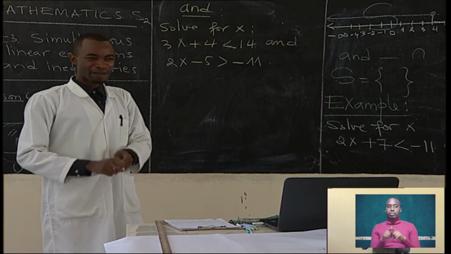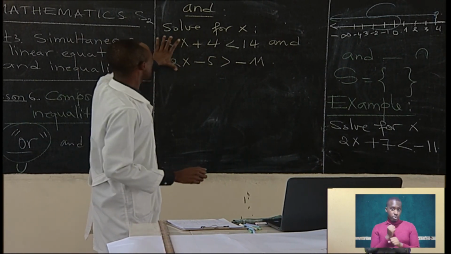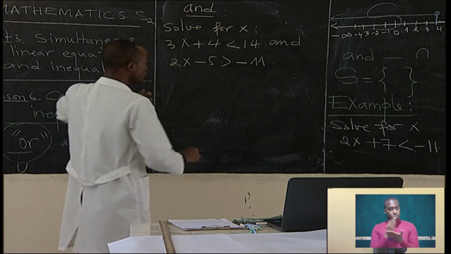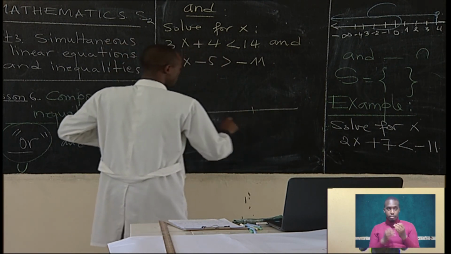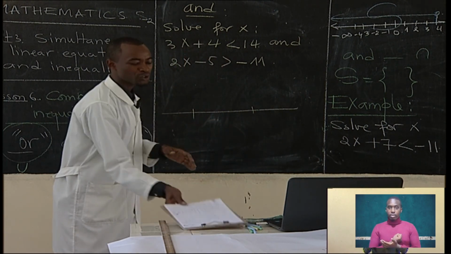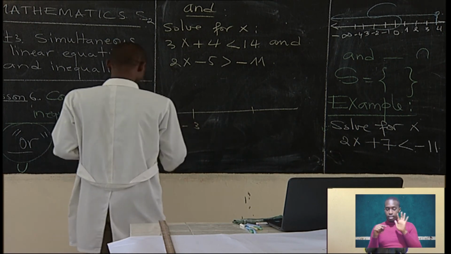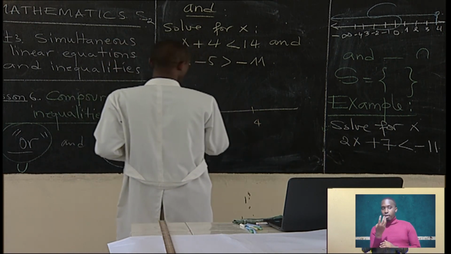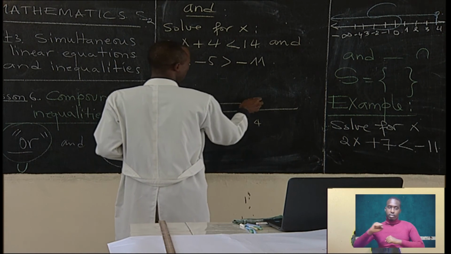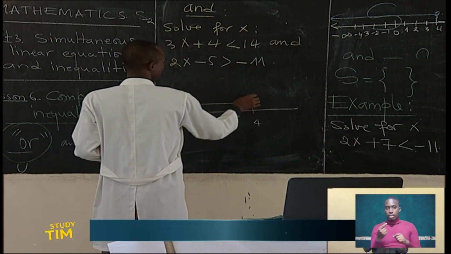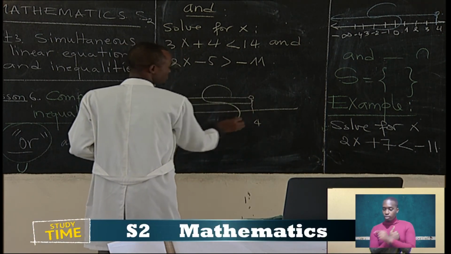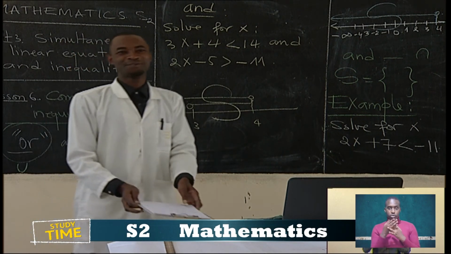When you work on this one, it will show you at the end that you need to have a solution, negative 3, and the other one will be 4. On both sides, the one will come in this way, the other one comes in this way, and you will see now the solution will be between those two values.